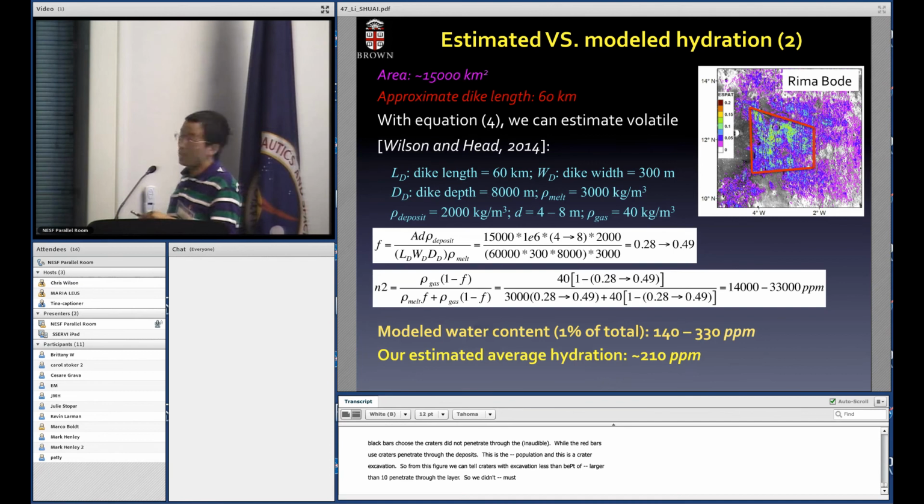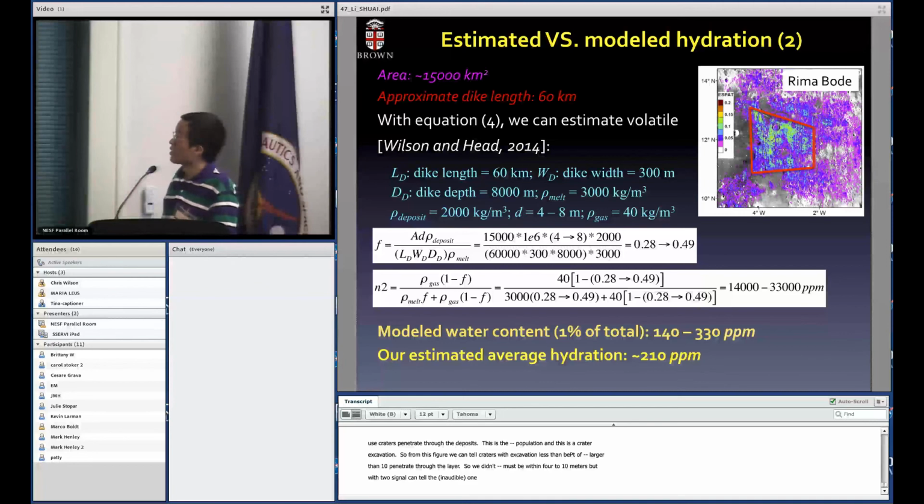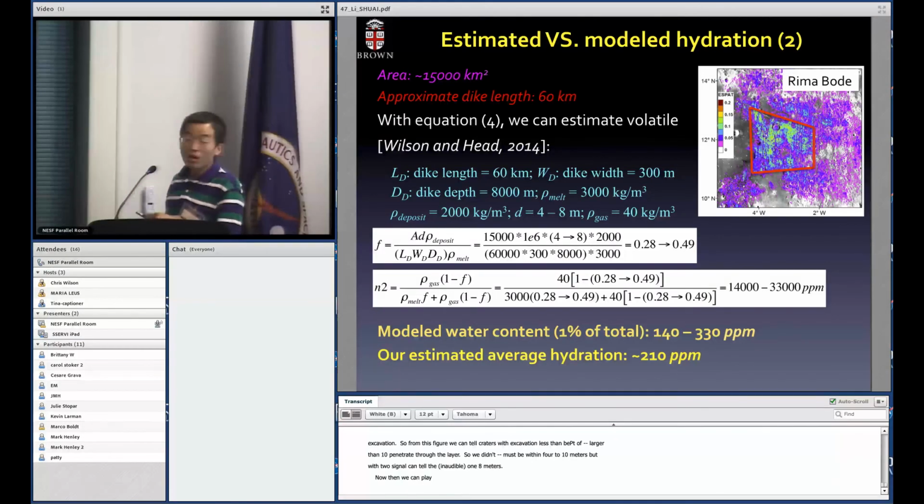Now we can apply the mass conservation model to derive the total volatiles. To perform that model, we need two parameters. The first one is the total area of the pyroclastic deposits, which we can measure directly from the map, as shown here. And also, we need the deposit length.